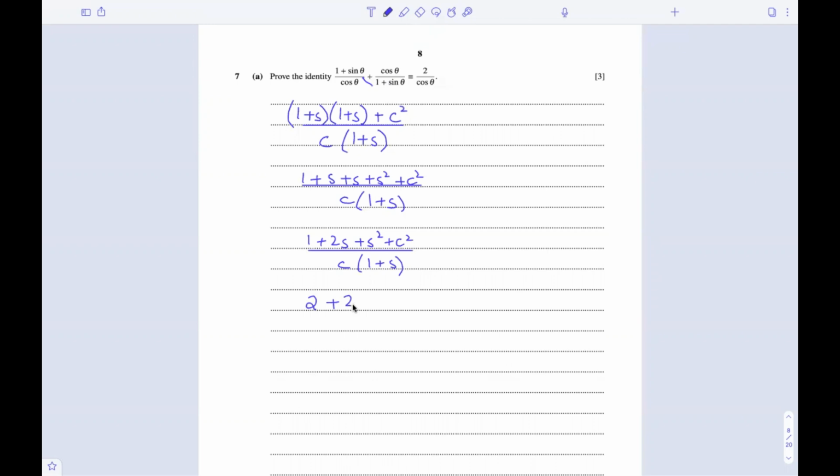So we have 2 plus 2 sine upon cos into 1 plus sine. Taking 2 common in the numerator, we have 2 into 1 plus sine upon cos into 1 plus sine. So cancelling 1 plus sine and 1 plus sine, we have 2 upon cos theta.